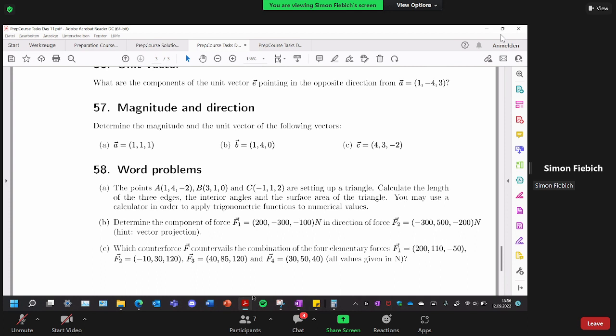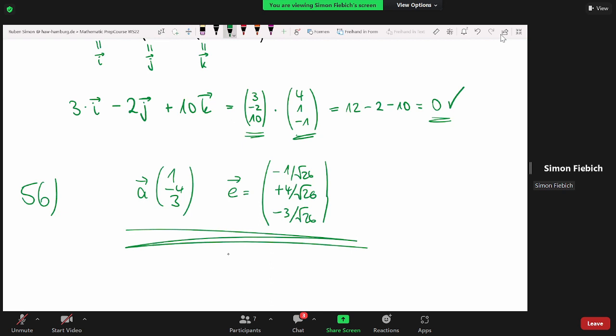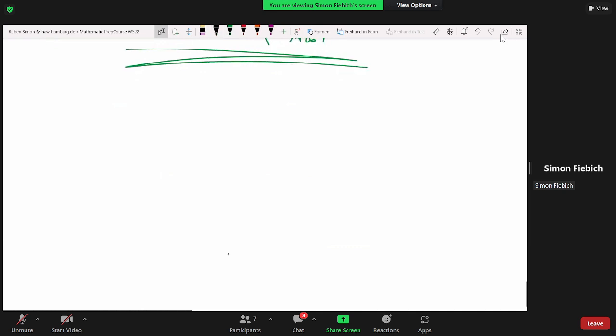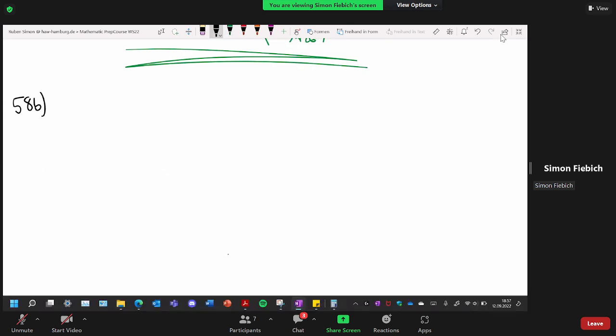So this is a very interesting one because it also gives the hint vector projection. Determine the component of one force in the direction of another force. This is a thing which gets especially interesting. I think you all have to deal with physical tasks as well in the studies. So 58b gives you the following values, or maybe I'll copy it again.